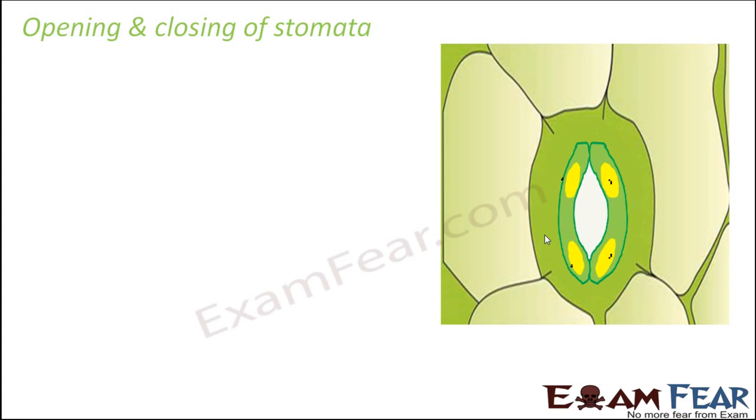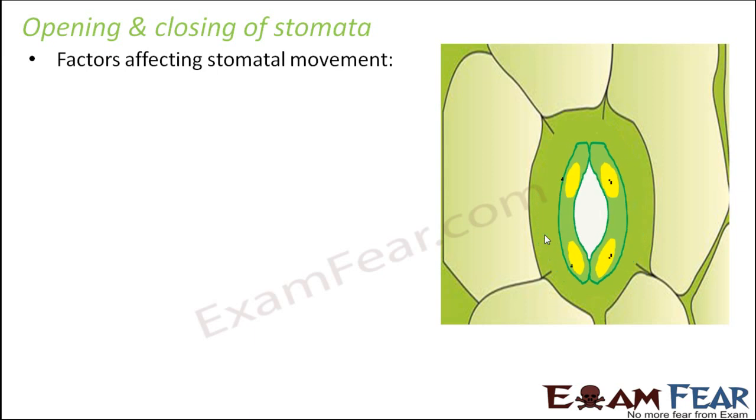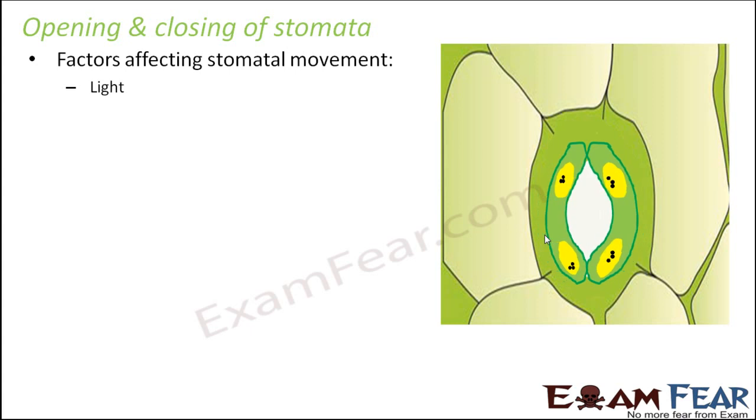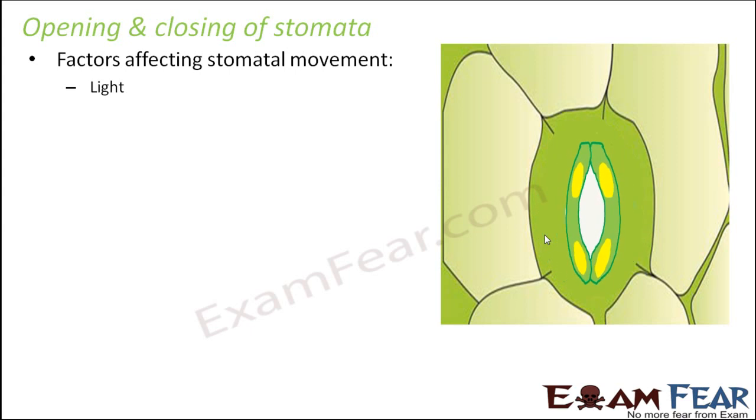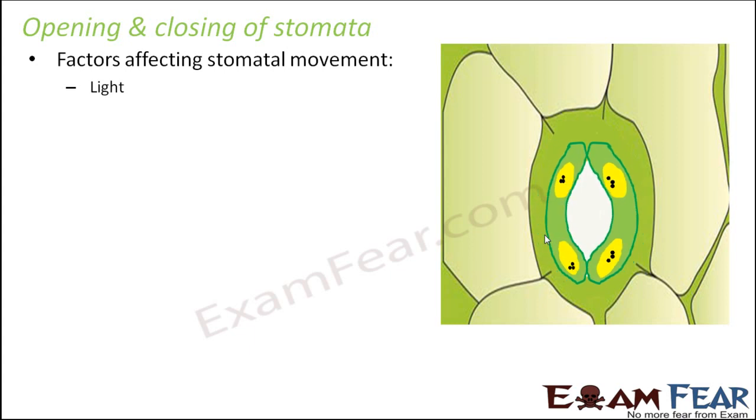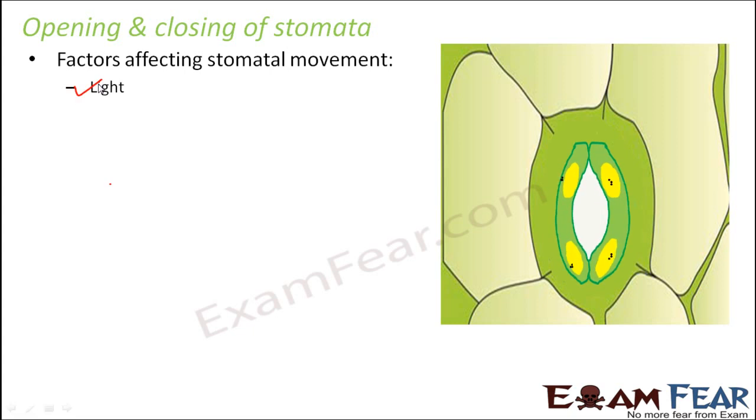Now there are quite a few factors which influence the opening and closing of stomata. So let us look at the factors which affect the stomatal movement. So what are those factors? Light, of course. Light will definitely have an impact, because in presence of light, the concentration of potassium ions increases. Due to the difference in concentration of the potassium ions, the guard cells swell or they shrink. So that is how light affects the opening and closing of stomata.